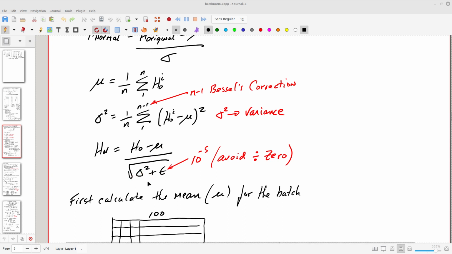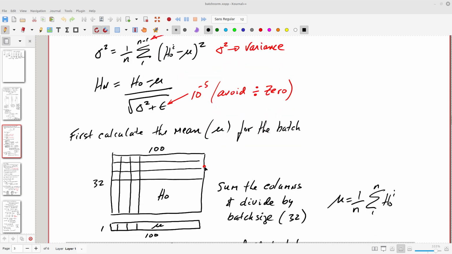the standard deviation. Normally you could set epsilon here to 10 to the minus 5 to avoid dividing by 0 in case you end up with a 0 in here. But in my code I've set epsilon to 0.